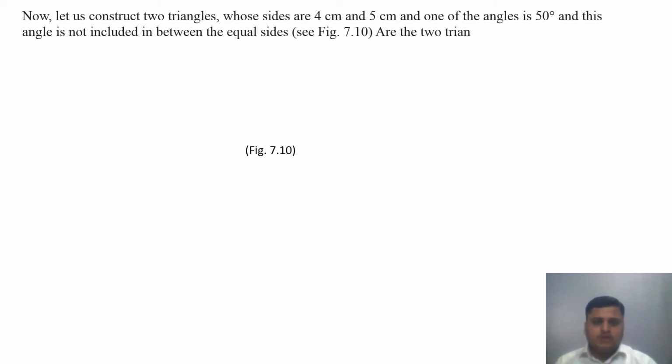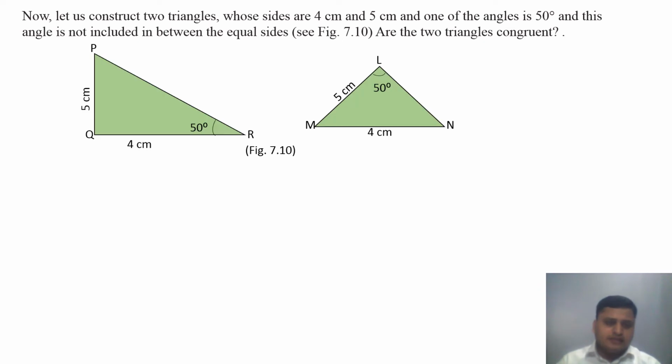I am showing you a figure. Let's see, are these two triangles congruent? You can see what I have taken. I have taken two triangles whose sides are 4 centimeter and 5 centimeter, and one angle which is not included between these two equal sides.